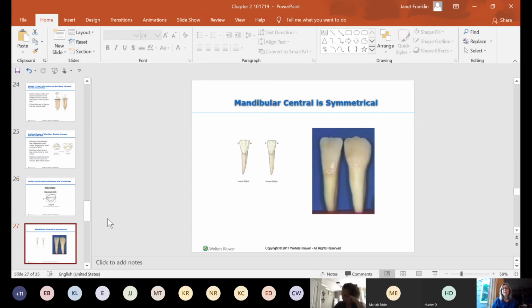The mandibular central, now we're moving on to the mandibular incisors. The mandibular central is symmetrical. So if you took a mandibular incisor and you split it down the middle of the crown, it would look the same on the mesial and the distal. It is the hardest tooth to tell which side is the mesial and the distal when you're just holding it up by itself.